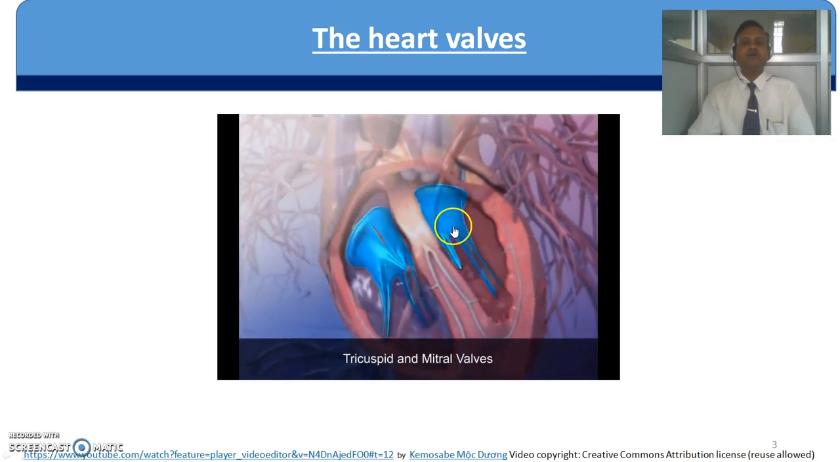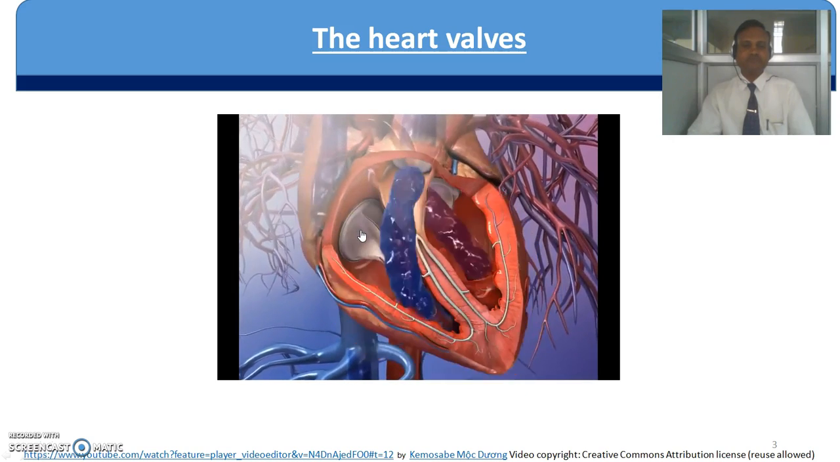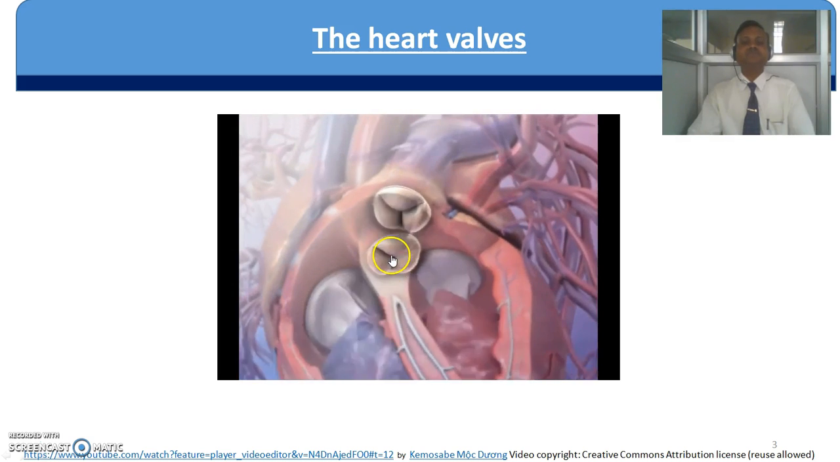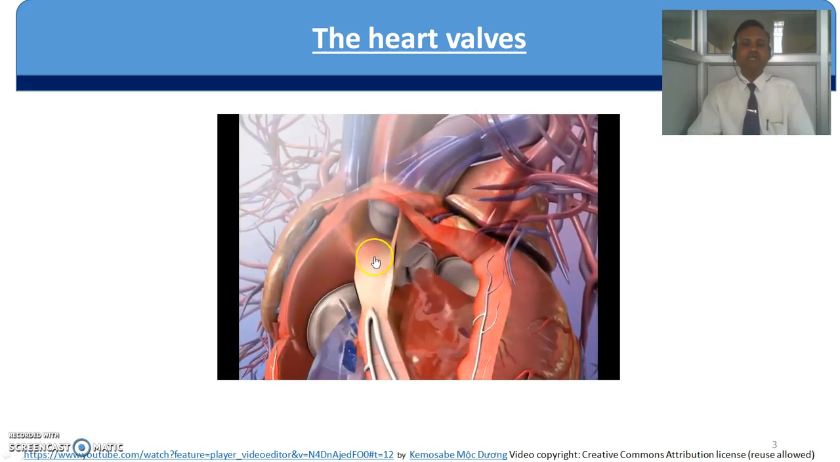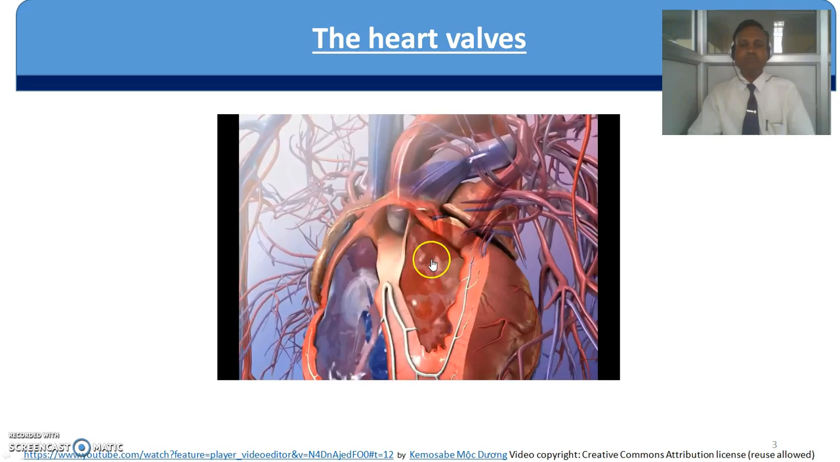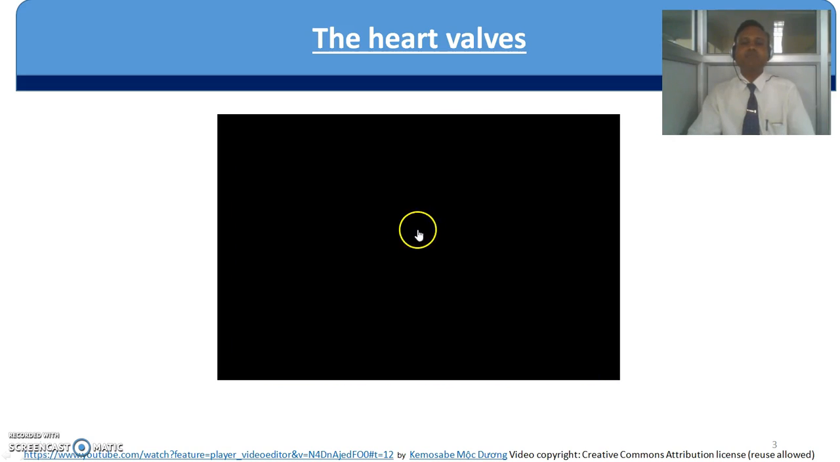See, these two are the bicuspid valve and tricuspid valve. And then this is the aortic semilunar valve, and the pulmonary semilunar valve. This is the aortic valve because it is coming from the left ventricle. This is the pulmonary semilunar valve. It is coming from the right ventricle. Okay.